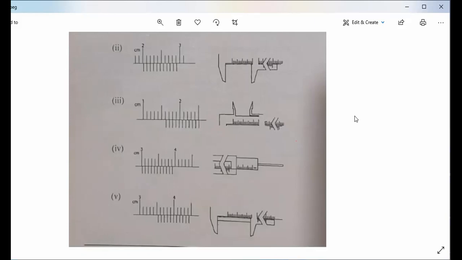Therefore, the second figure shows the measurement of the external diameter, and the fifth figure shows the height of the cylinder.